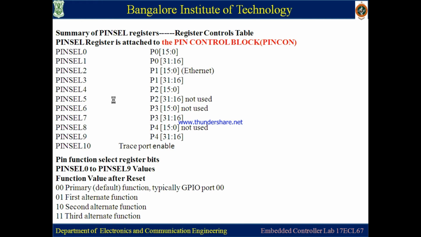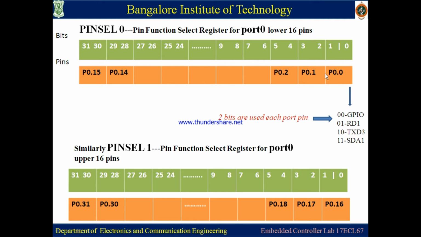So the same thing I'll represent here with respect to a pictorial one. We have the lower 16 pins of port 0. To select any of these pins, we need a register called PINSEL0. It corresponds to port 0 lower 16 pins, and each pin can be configured in 4 different ways. So we need 2 bits for each pin, and those 2 bits are present in PINSEL0.